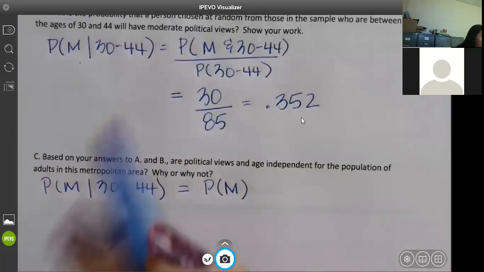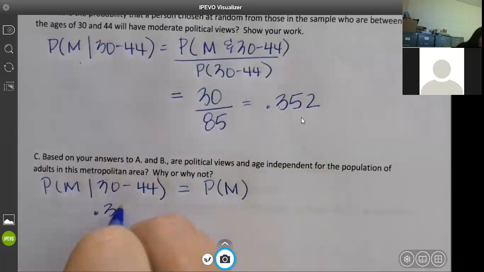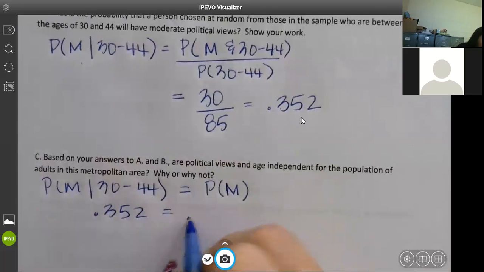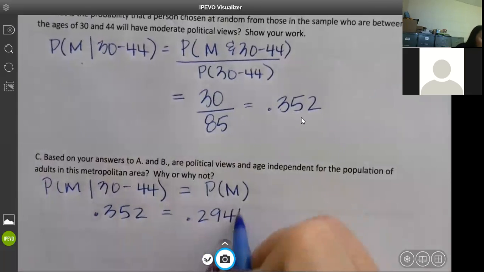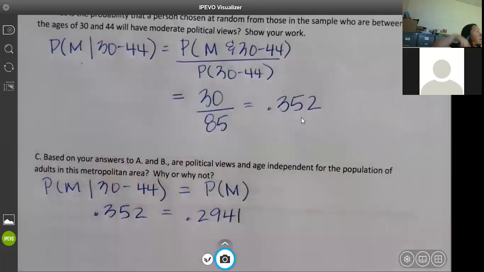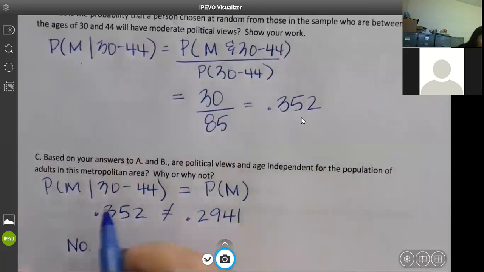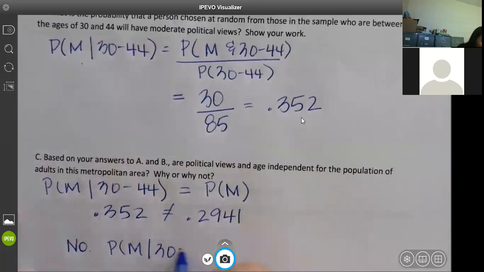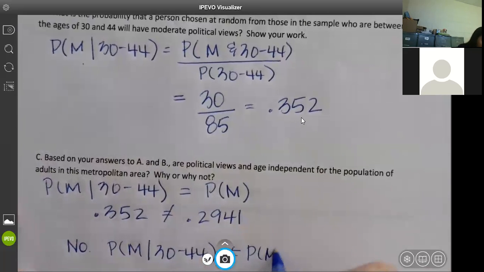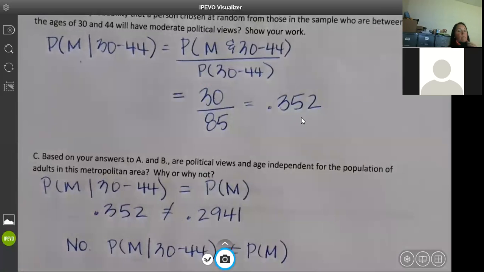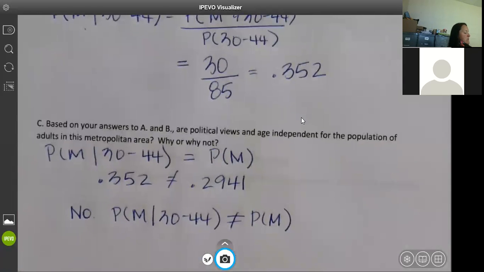Okay. The given was 0.352. The moderate was from the first part, 0.2941. They like to do this. Since they are not equal, are they independent? No. The probability of M given 30 to 44 is not equal to the probability of M. And that's it.